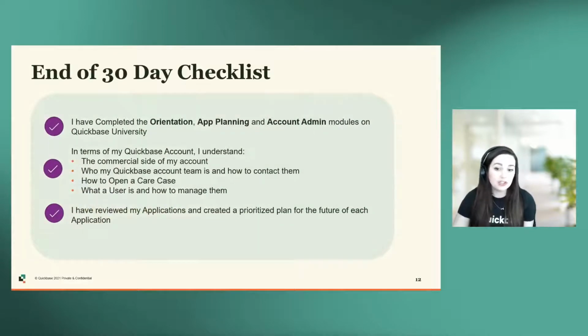We've covered the first 30 days. Congratulations. The full 30-day checklist can be found in the playbook, but at a high level, you should have completed the orientation, app planning, and account admin modules in Quickbase University. You should understand the commercial side of your account, who your account team is, how to open a care case, and how to manage users within your Quickbase account. And last, you should have looked through your applications to identify the highest priority apps and create a plan for the future of each of those applications.